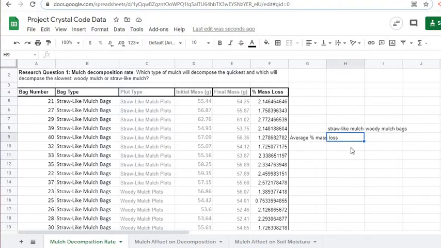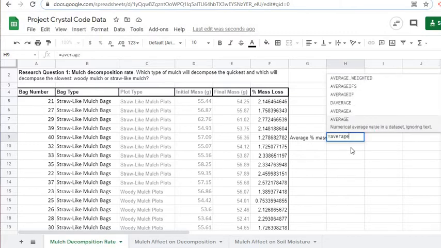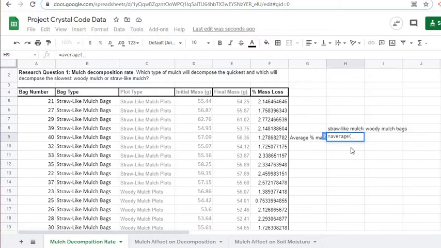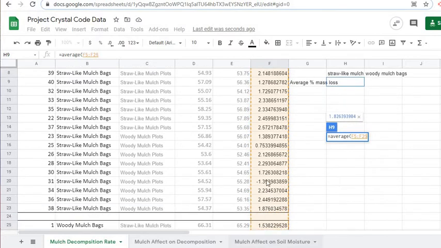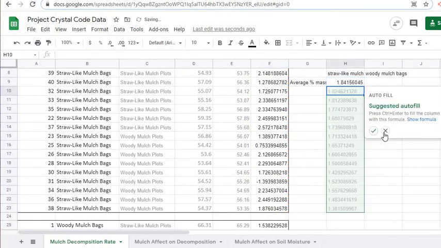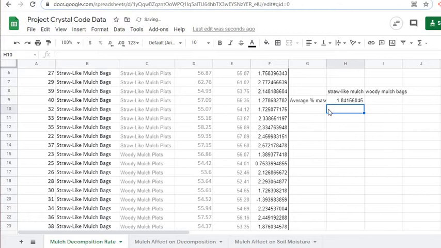To create a calculation, you're first going to type an equal sign. That just tells Google Sheets you want to start doing math. And then you can type in average. It's a function that Google Sheets can do. Then a parenthesis to tell it what numbers you're about to select. I'm in straw-like mulch, so I want to select all the percent mass loss measurements for all of our straw-like mulch bags. And then another parenthesis to end it. So right here is the average percent mass loss of all of the straw-like mulch bags.